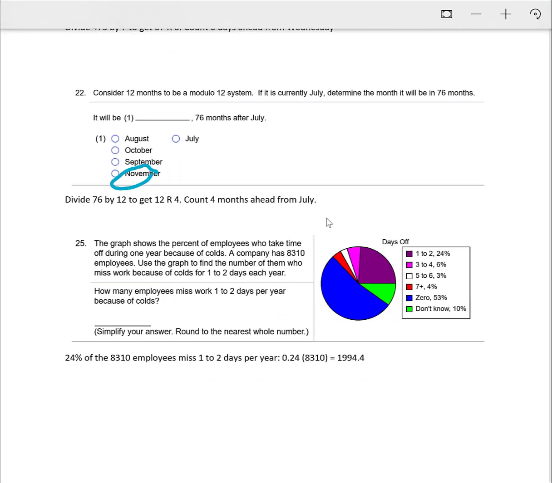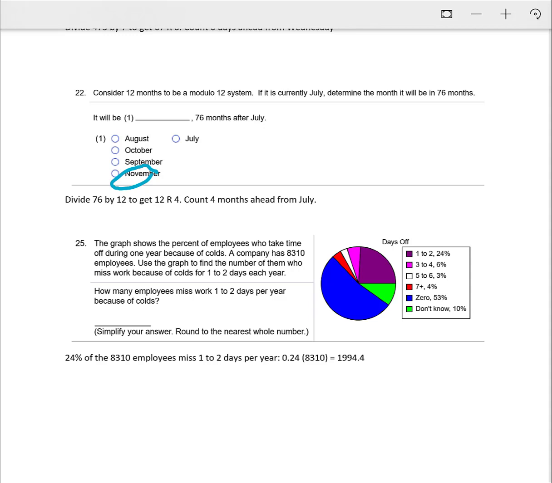There we go. Okay, so the graph shows the percent of employees who take time off during 1 year because of colds. The company has 8,310 employees. Use the graph to find the number of them who miss work for 1 or 2 days for colds.